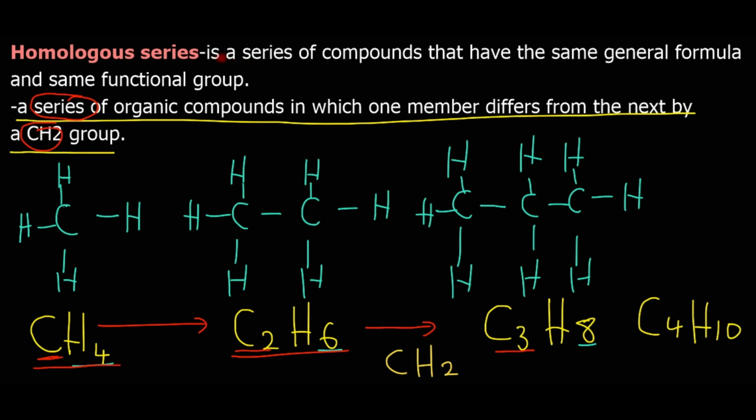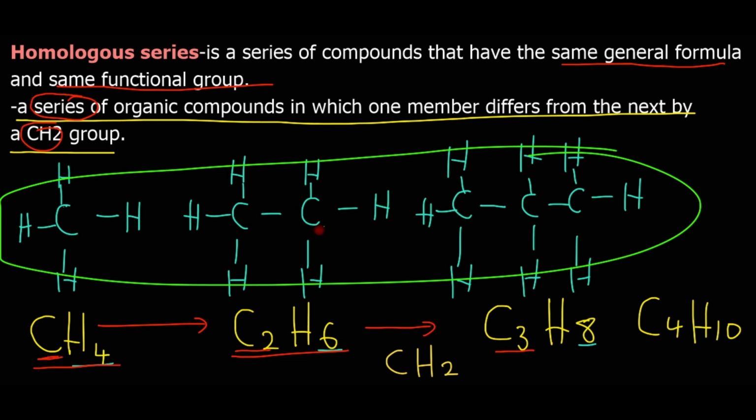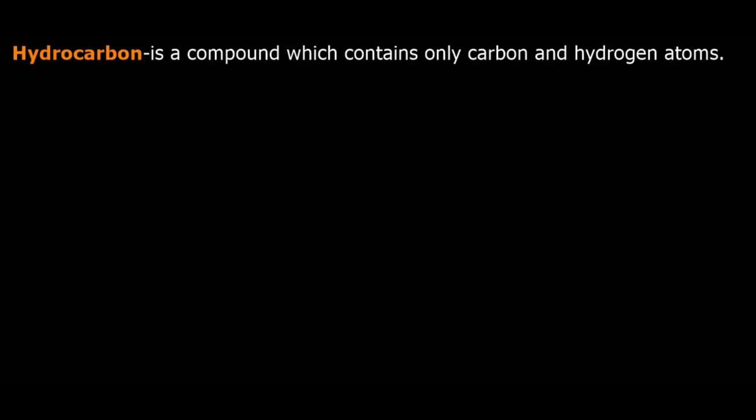For this one, it is a series of compounds that have the same general formula and the same functional group. So this one is a series, but what is important is the same general formula and the same functional group. For the reason that these compounds are all alkanes, it means they have the same functional group and they have the same general formula. So that is the definition of a homologous series.